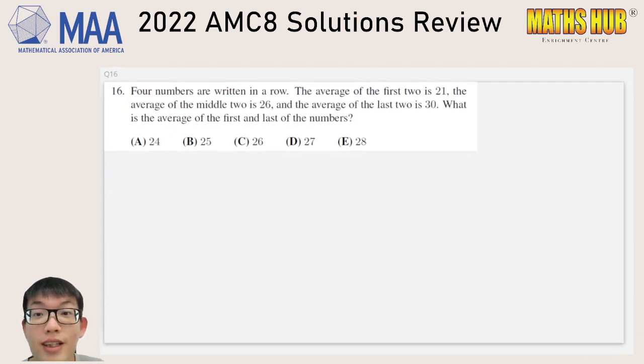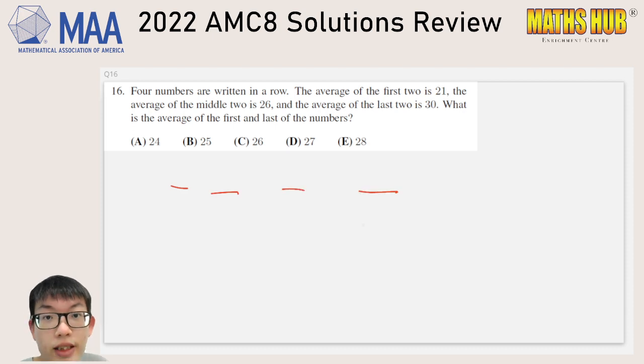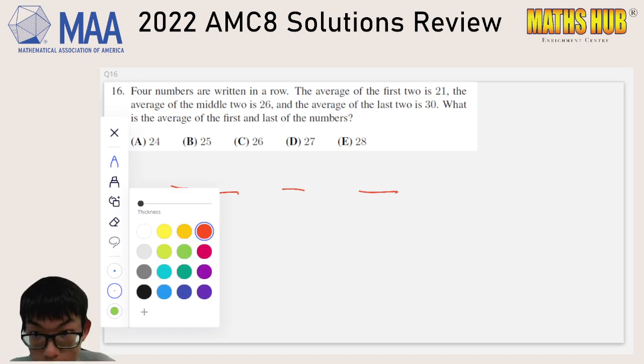Question 16. 4 numbers are written in a row. The average of the first 2 is 21. The average of the middle 2 is 26. The average of the last 2 is 30. What's the average of the first and last numbers? Now, average about 90% of the time is just a way of summarizing data into a smaller number, but it isn't very useful in solving questions. You need to make it back into a sum.